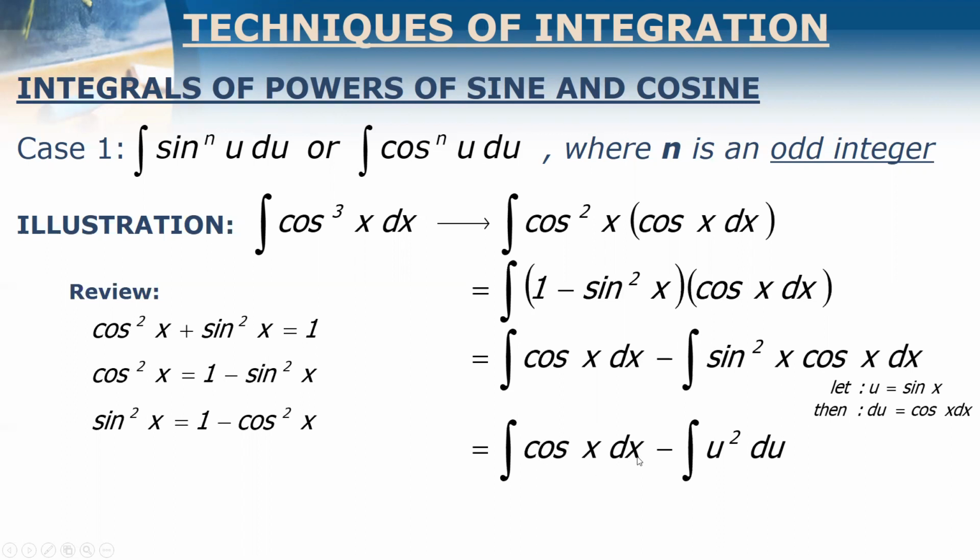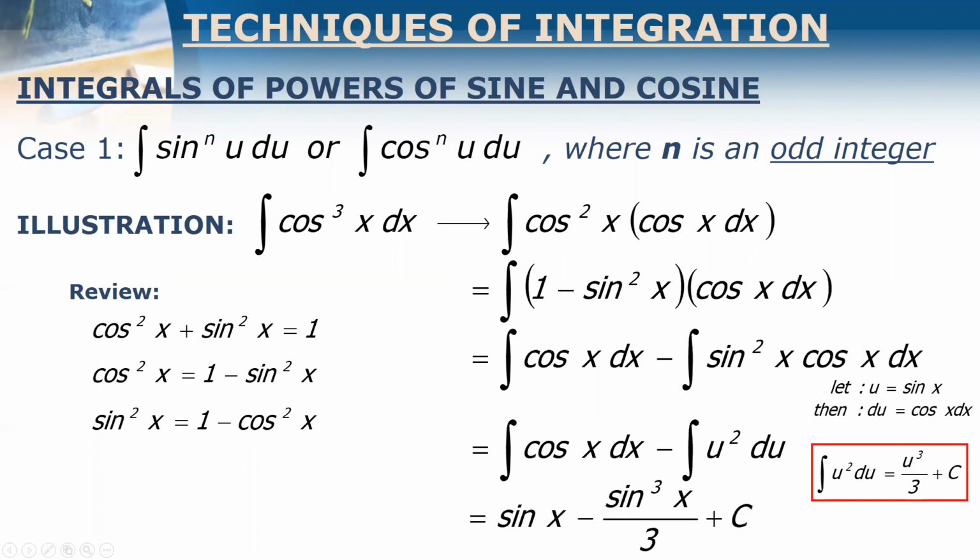Okay. Integral of cosine x dx minus sine x is u squared, and then cosine x dx is du. And this is the basic power rule. And the integral of u squared du is u cubed over 3 plus c. And then the final step is to replace u by sine x, and we have this.